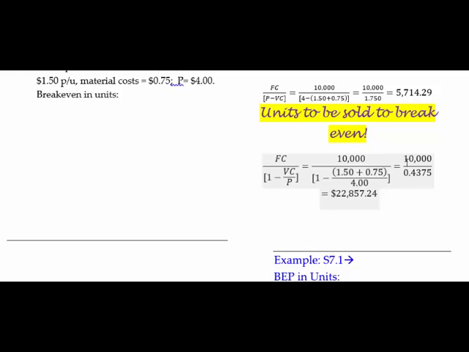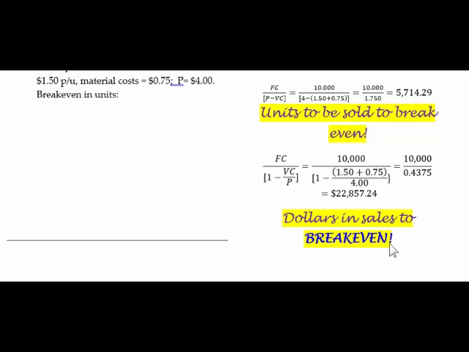And we end up with 10,000 divided by 0.4375. And when you calculate this out, you find 22,857.24. And what is that? That is the number of dollars that we must make in order to break even. So I'm going to write that out for you in the same manner as I just wrote the other one. So you can see dollars in sales to break even, and it's this $22,857.24 in sales to break even. So there we have two pretty straightforward break even problems.